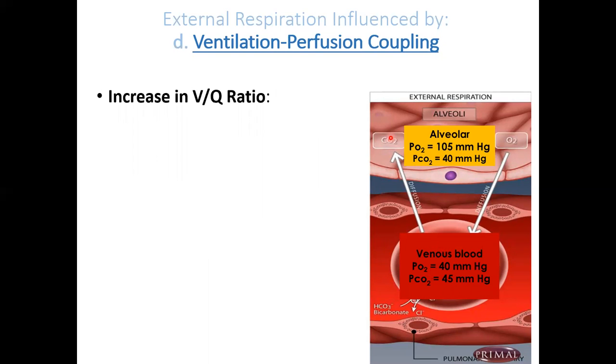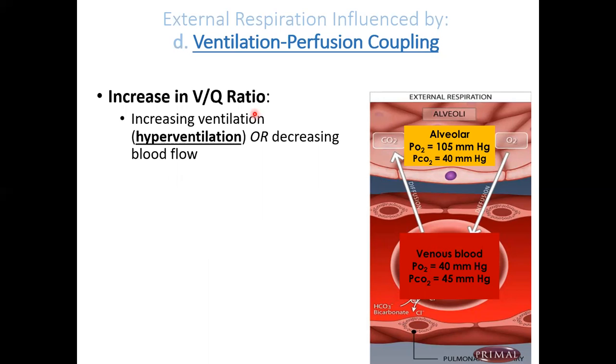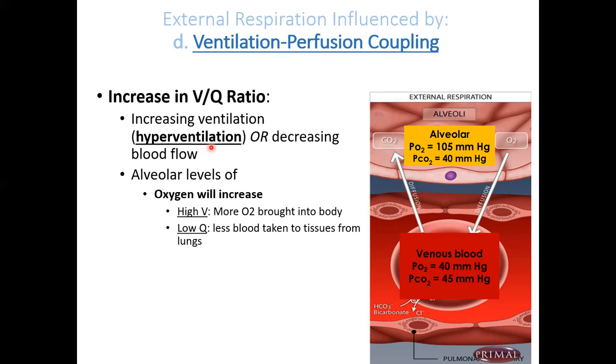On the other hand, an increase in VQ ratio, right? We can either increase the numerator, increase how much you're breathing, or we can decrease the denominator, right? So stopping or reducing blood flow. Okay. Note that increasing ventilation is hyperventilation, hyper more than, above. So this is too much breathing. Right, so if there's an increased VQ ratio, we can expect that the alveolar levels of oxygen are going to increase, right? You are taking more air into your lungs, and therefore you might imagine that there's going to be a little bit more oxygen in your lungs.